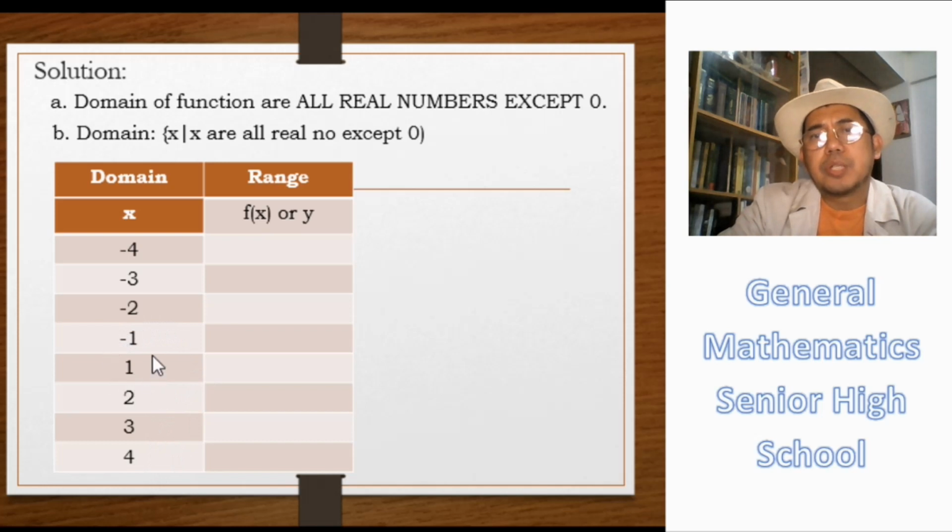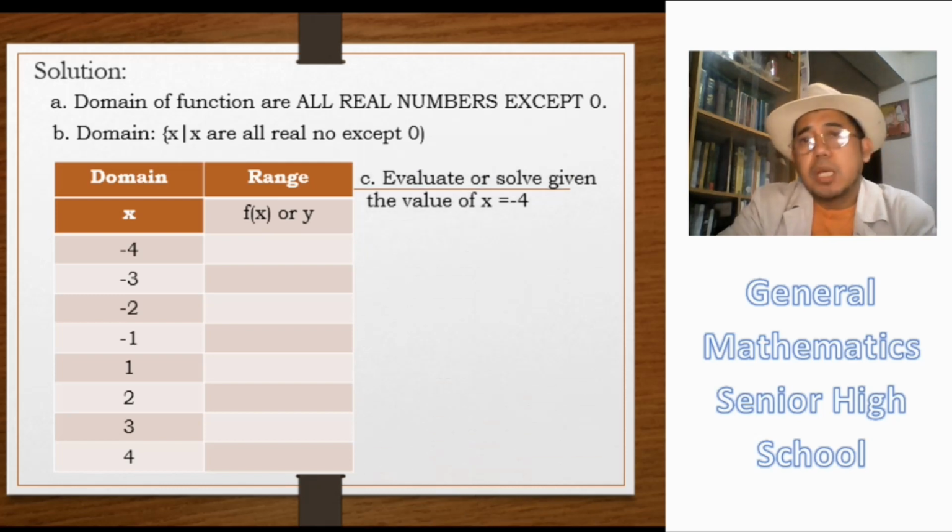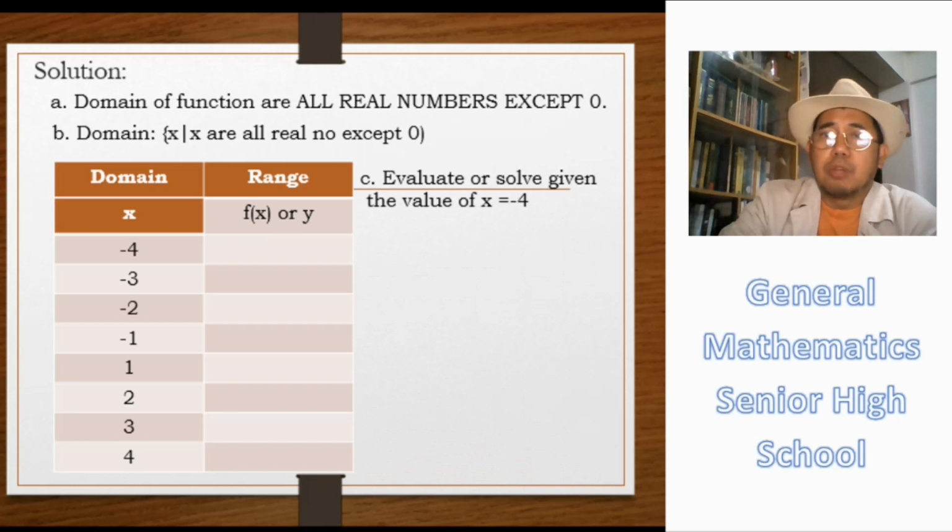Now you will notice in here between negative 1 and positive 1, I did not consider 0. Why did I not consider 0? Because we have said that 0 should not be considered to be the value of x because of the restriction of the rational function. So let's evaluate or solve the value of the function.